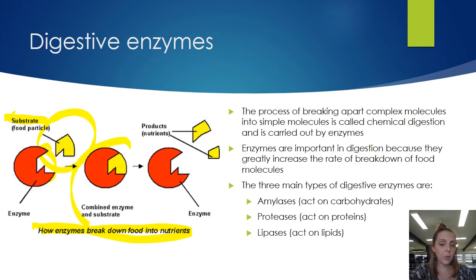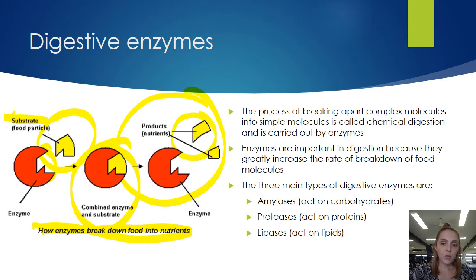Now, when they join, we get our enzyme substrate complex. And remember that enzymes are involved in either building up molecules or breaking them down. And within the digestive tract, they're going to be breaking down those food particles into smaller units. So that's where we're going to get our nutrients. We might get simple sugars from larger, more complex sugars. And we'll talk about some of the different enzymes and what they do. So these are part of our chemical digestion.